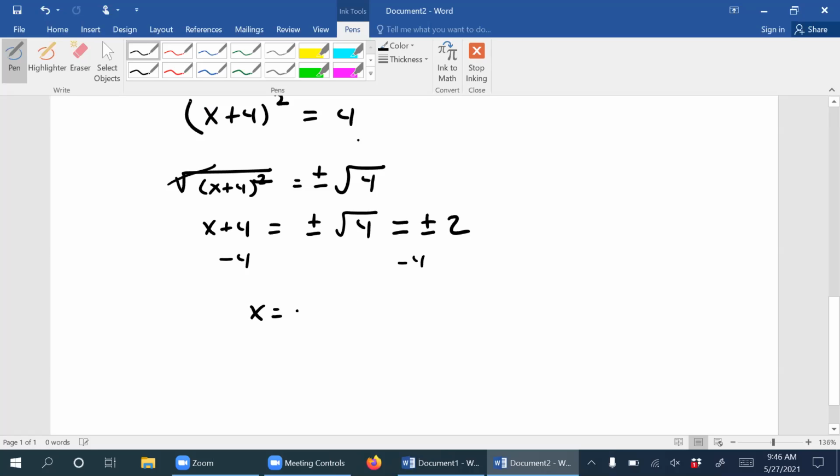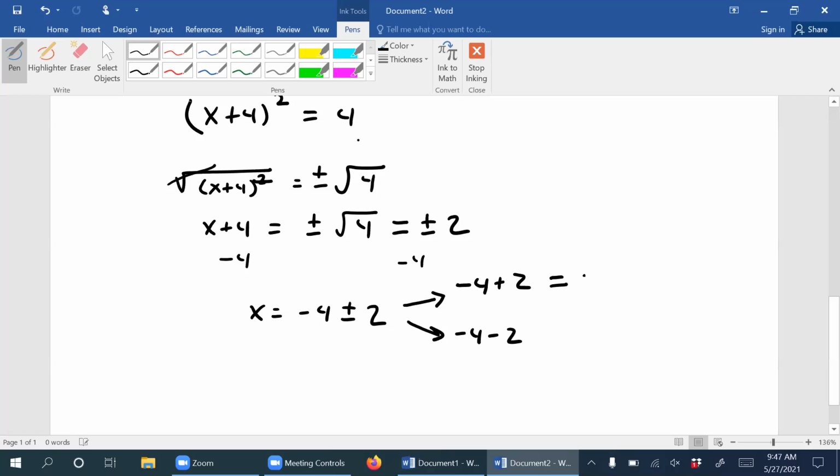X is equal to negative 4 plus and minus 2. Now, when you have this plus and minus symbol here, it means you have two possibilities. It's like one of those choose your own adventure books. We can either go up, negative 4 plus 2, or we can go down, negative 4 minus 2. So we have two possibilities here. Both of them are correct.